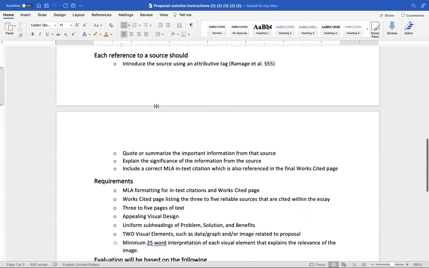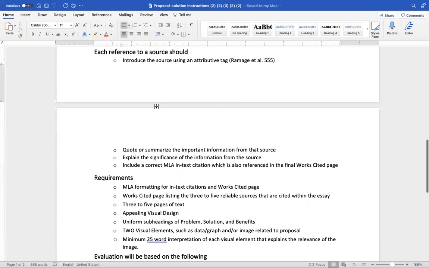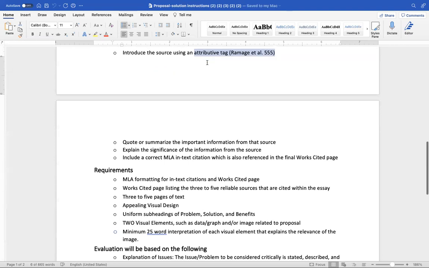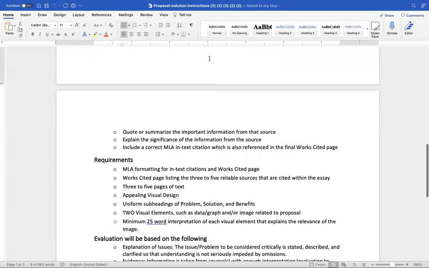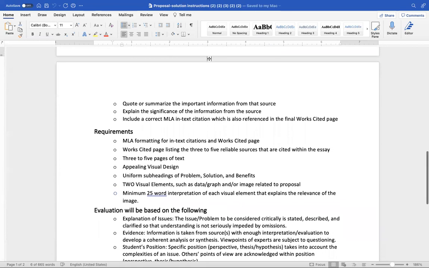So each reference should introduce the source using an attributive tag. In other words, saying, according to Hannah Grace Thomas, comma, the number of homeless people in Dallas is up 7% since the pandemic, if Hannah is indeed an expert source. And so that would be an attributive tag. That means you're giving her credit for it.